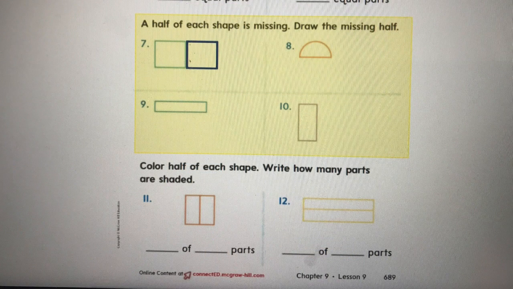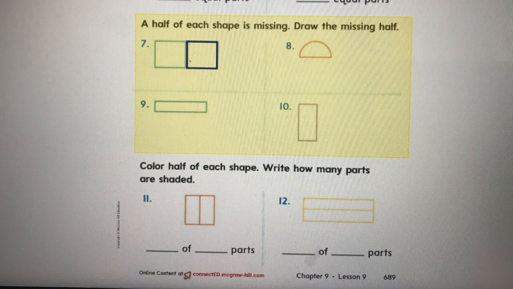For problems 7 through 10, it says a half of each shape is missing, and you need to draw the missing half. I did problem 7 for you. Do you see how I drew the same exact size of a square next to it to make a rectangle? So now there are two halves. For problems 8, 9, and 10, it wants you to draw the same exact shape connected to it so that each side has equal parts.